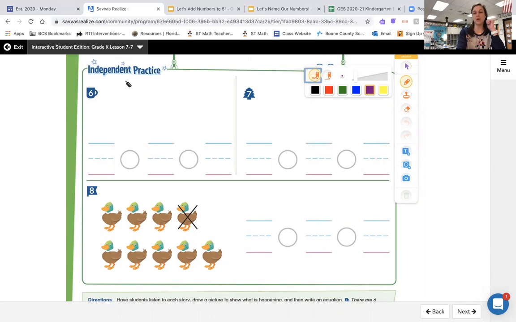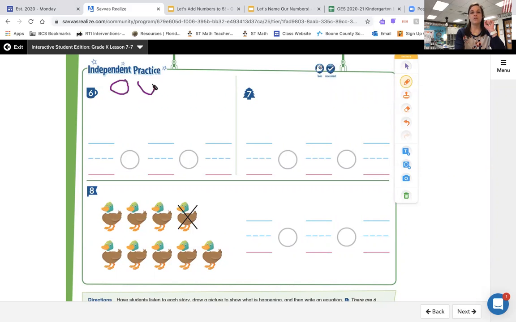So how many are there all together on the bird bath at first? 6. Let's draw 6 circles. 1, 2, 3, 4, 5, 6. Good. Now I'm going to count 6. Make sure I have 6. 1, 2, 3, 4, 5, 6. And I'm going to write my 6 on the first line.